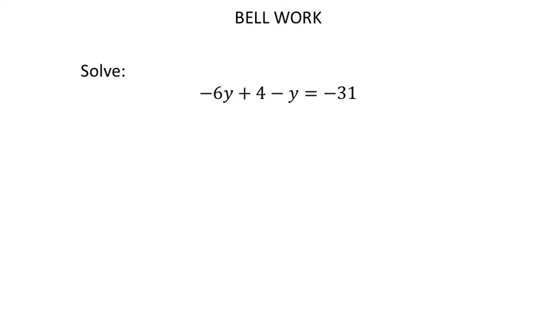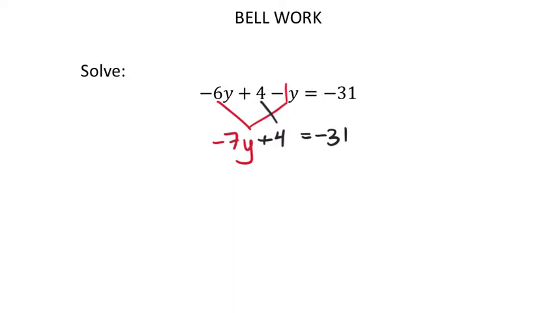This bell work is just a little bit different than what we saw in the last unit because on this one we do have some combining of like terms that we need, particularly with this negative 1y. So we got this negative 6y's and negative 1y's. How many y's would that be? Negative 7y's. And I can still drop this positive 4 because there were no other like terms to combine it with over here. It's just a constant. And then this still equals the negative 31.